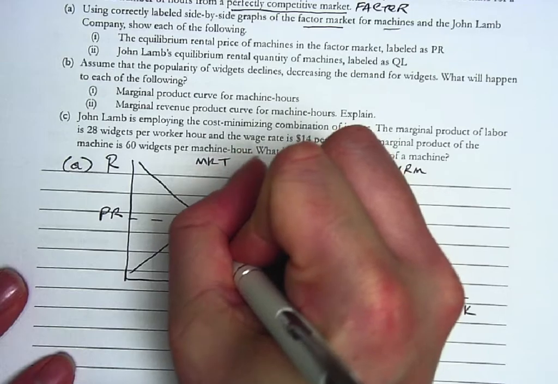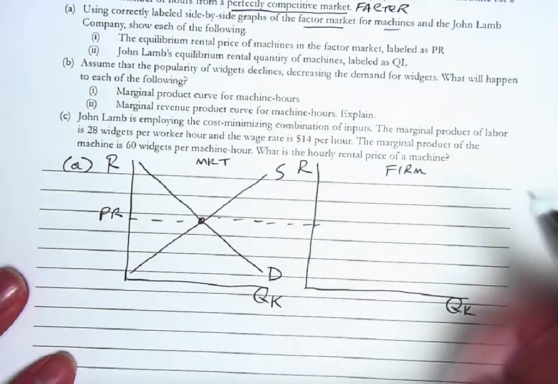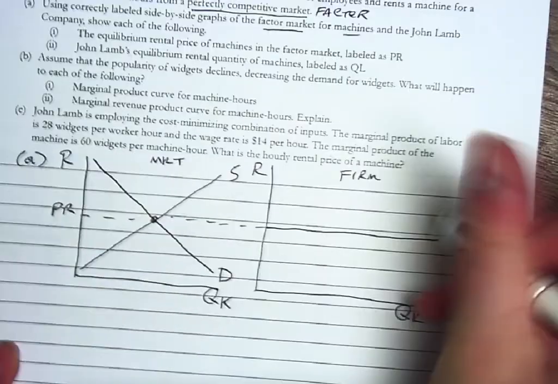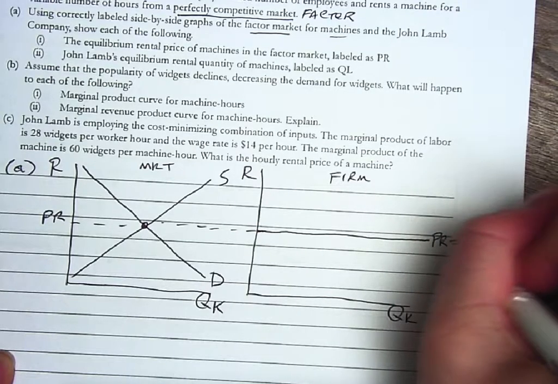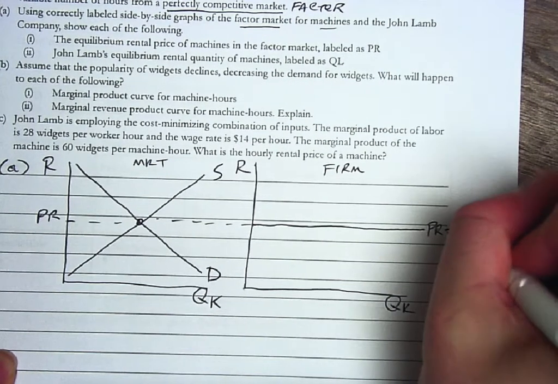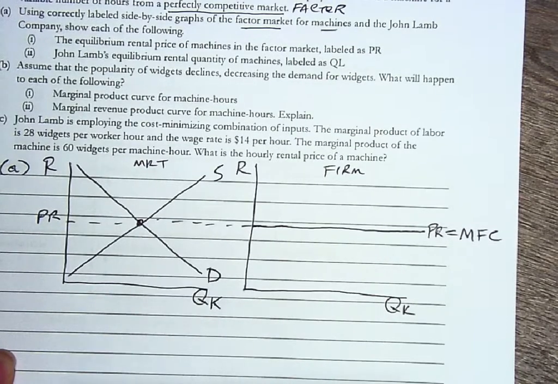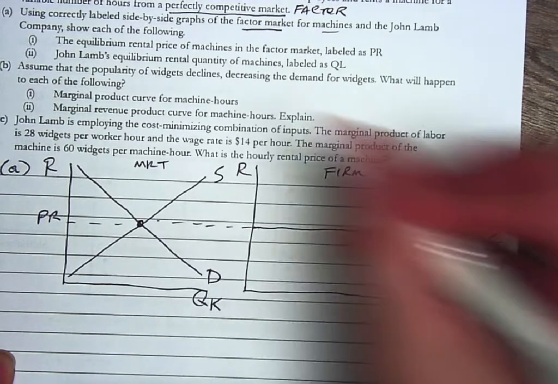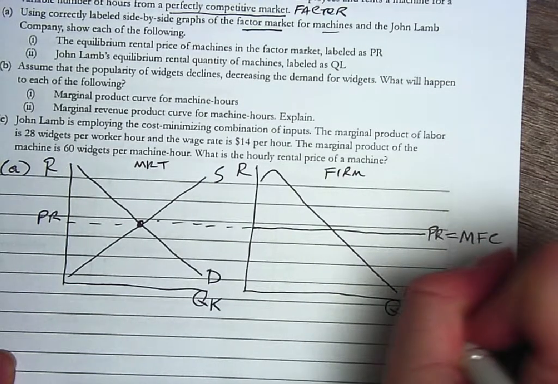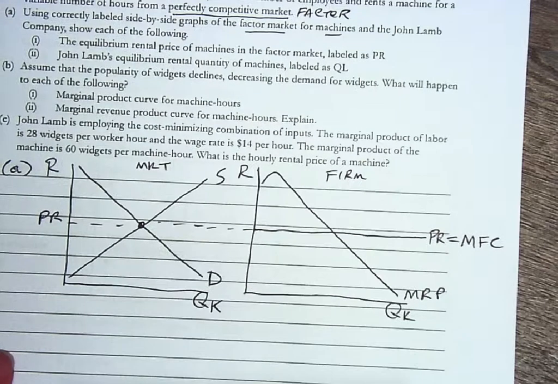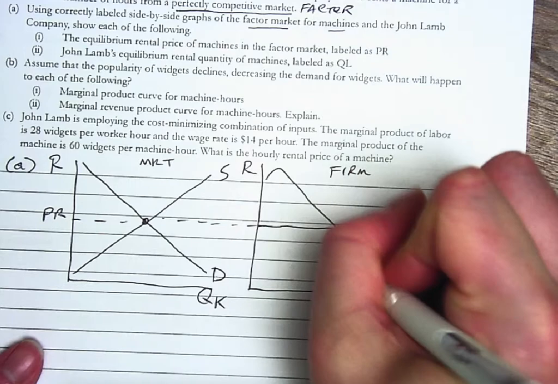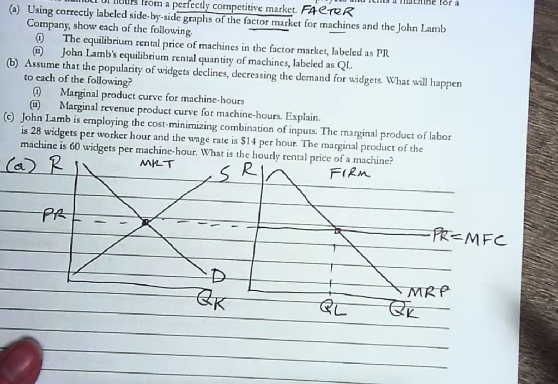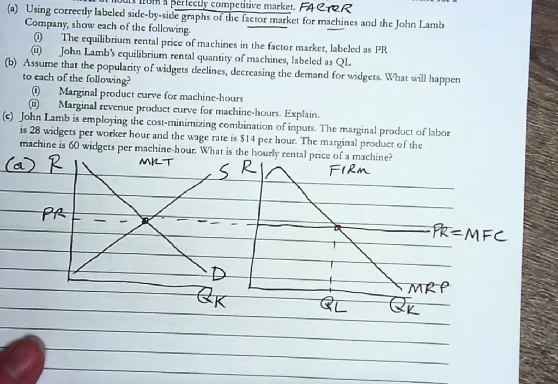We do that. It does not give us a quantity for this market, so we don't need to worry about that. This is the firm's quantity as QL. Over here, we know this value is PR. That's the price of the machine, but it's also the marginal factor cost for the machines, because every time they hire an additional hour, it costs a little bit more. The firm is also going to have an MRP, which is the firm's demand, and they're going to hire quantity L amount of machines that they actually decide to employ. And that is the entire graph for part A.